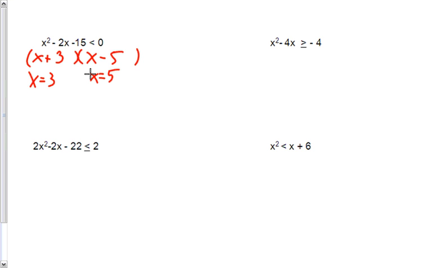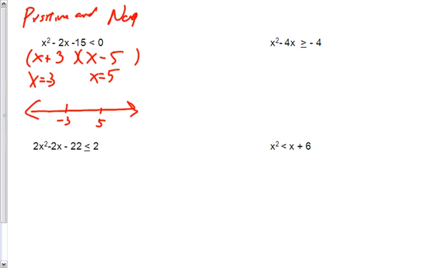Now, what we're going to do is establish our sign chart. Our sign chart has our roots on it. Oops, that's a minus 3. You put minus 3 and a plus 5 on there. Our goal is to test where it is positive and negative. Since it's less than 0, we're looking for negatives.